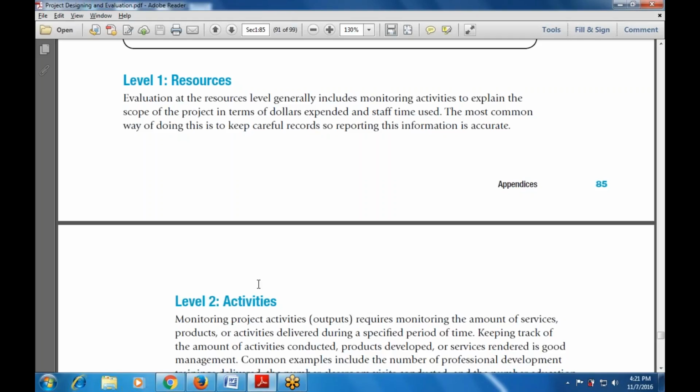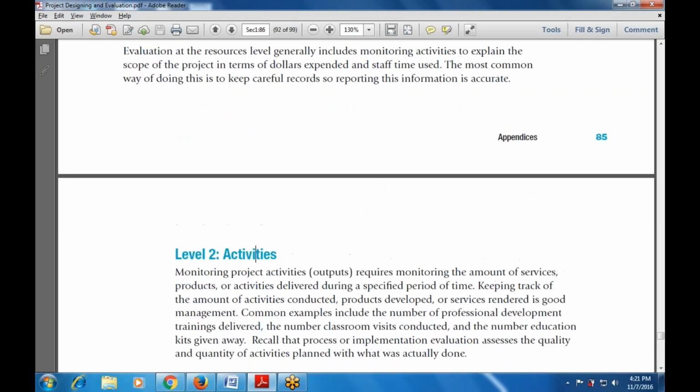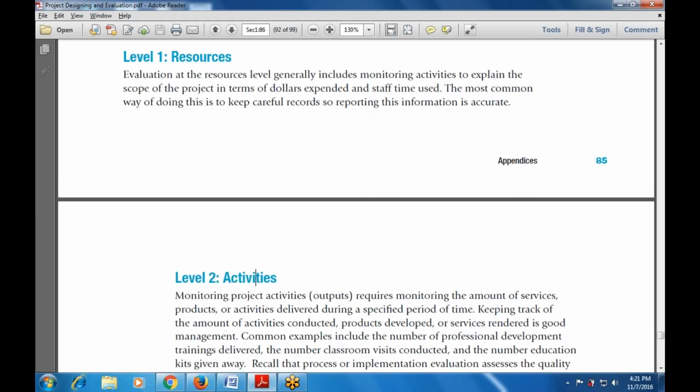That is used with the concerned department, with the various activities. So level 2 is activities. What are the various activities available with the concerned department? What is the amount of services, products, or activities delivered during a specified period of time? Keeping track of the activities conducted, products delivered, and services rendered is a good example of good management.